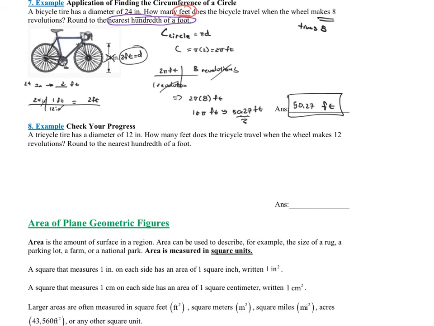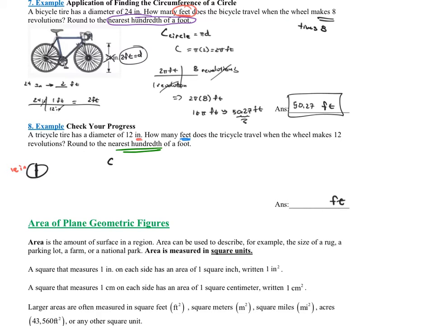All right, so let's look at another example of that. It says a tricycle has a diameter of 12 inches. How many feet does the tricycle travel when the wheel makes 12 revolutions? Round to the nearest hundredth of a foot. So again, here we have a wheel, and we know that the diameter of this wheel is 12 inches. What's the problem? That's given to us in inches, but they want the answer in terms of feet. So the first thing I'm going to do is put feet there. I also noticed that they want it to the nearest hundredth of a foot, so I know I need to use 2 decimals.